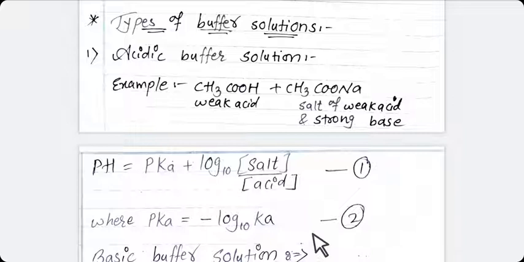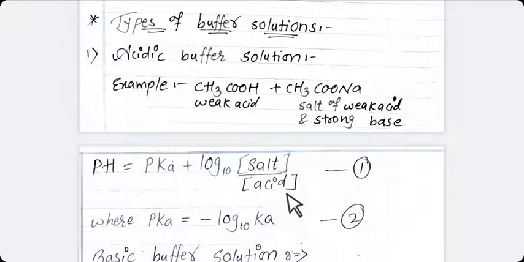So the formula for the pH of acidic buffer is given by the equation pH is equal to pKa plus log to the base 10 concentration of salt upon concentration of acid. As you know, this square bracket is nothing but a concentration. I hope you understand what is the acidic buffer solution and the formula of acidic buffer solution.